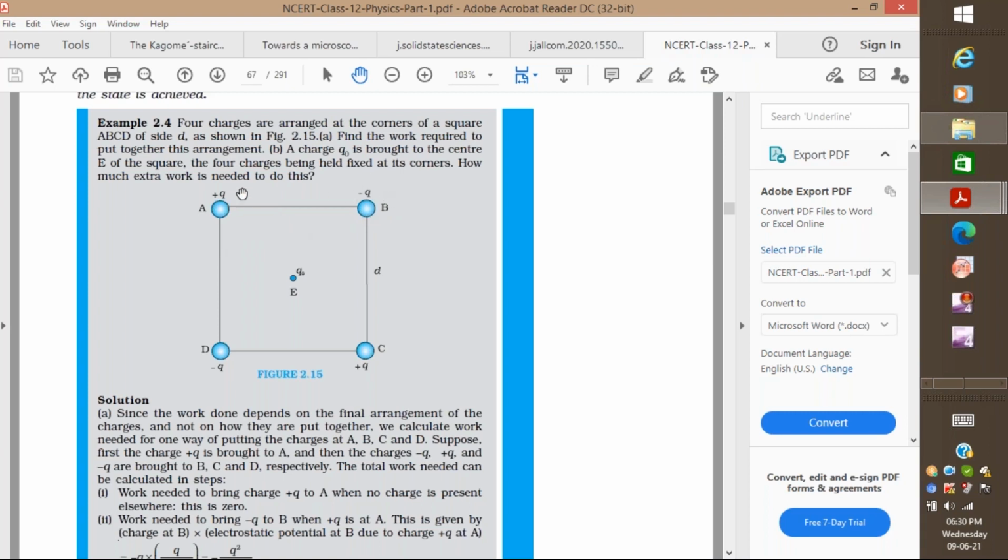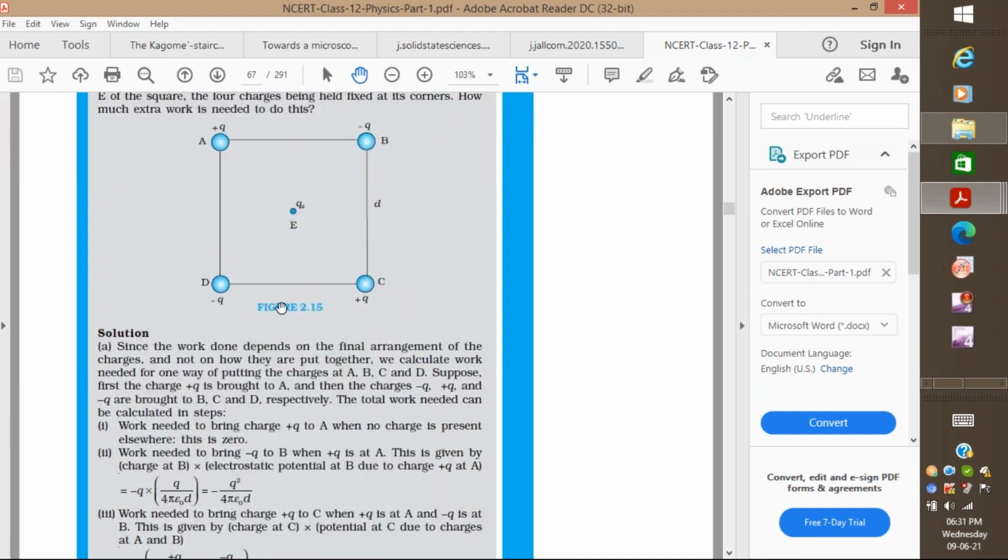Similarly, if you bring the other charge at C, you have to see there are two charges already here. They will be creating a field around it. One will give you a repulsive force, and the other field will give you an attractive force. So for both of them, with the proper sign, you have to calculate the work done. Then you bring the fourth one, and that time you have to consider the potential created by all three charges over here.